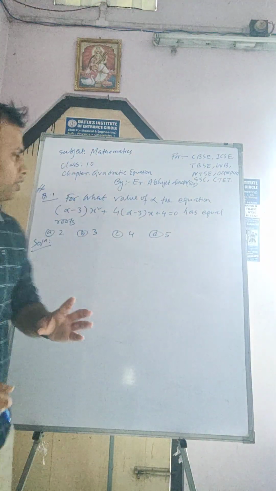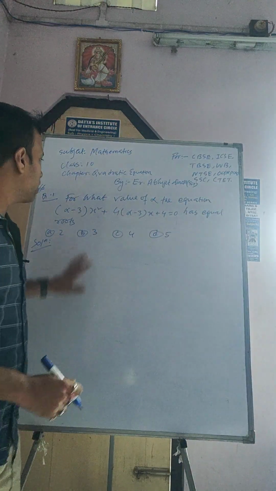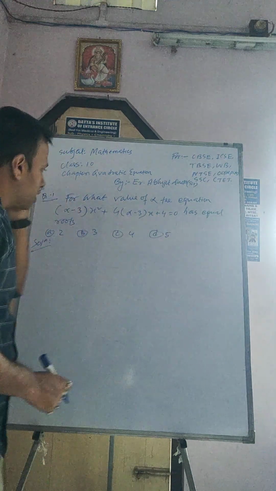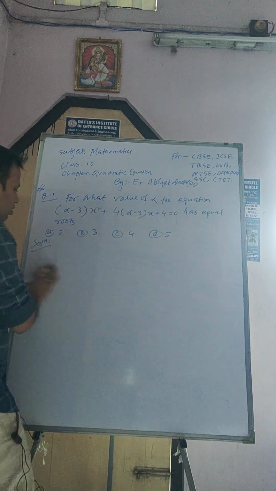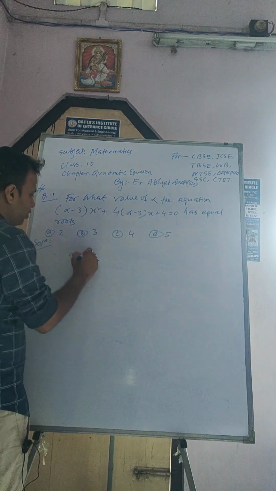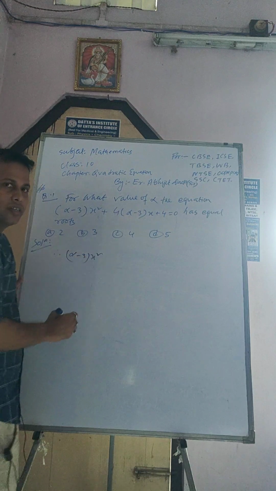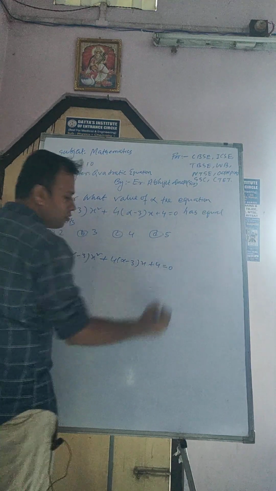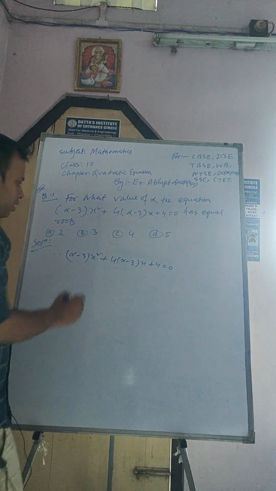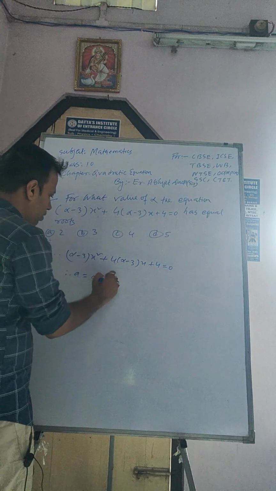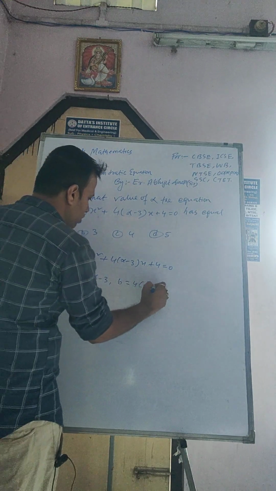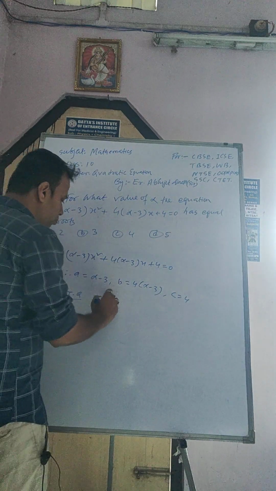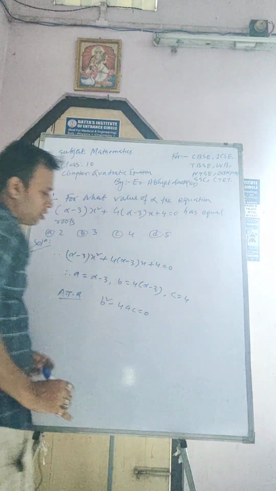So our first question is like that. For what value of alpha does the equation alpha minus 3 x square plus 4 into alpha minus 3 x plus 4 have equal roots? Okay, so first I write the equation: alpha minus 3 x square plus 4 into alpha minus 3 x plus 4 equal to 0. Next, here a is what? Alpha minus 3. b is what? 4 into alpha minus 3, and c is 4.